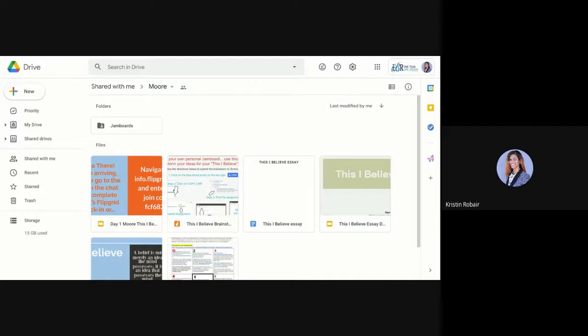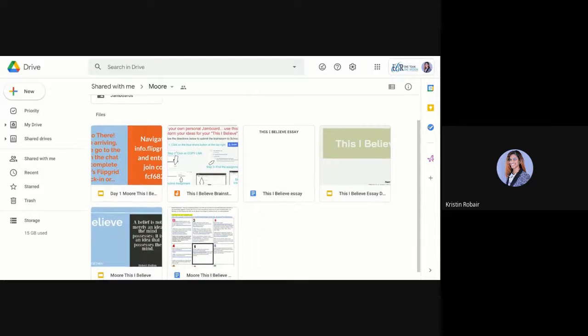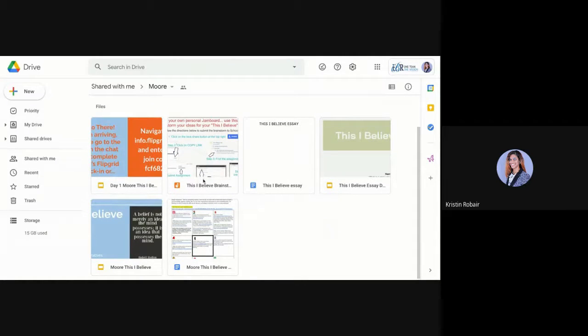So with that being said, it's 8:54, let me hurry up. I just wanted to show you some examples. So this is an example of a Jamboard, which I love using as well. And so it gives step-by-step directions on how to complete certain assignments.